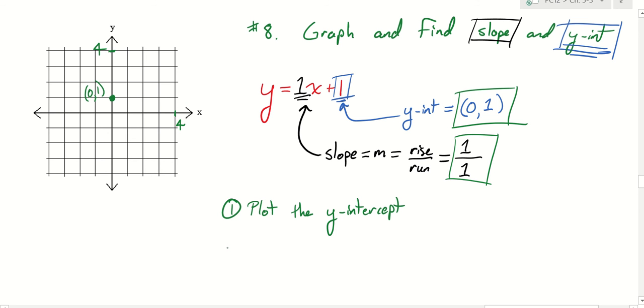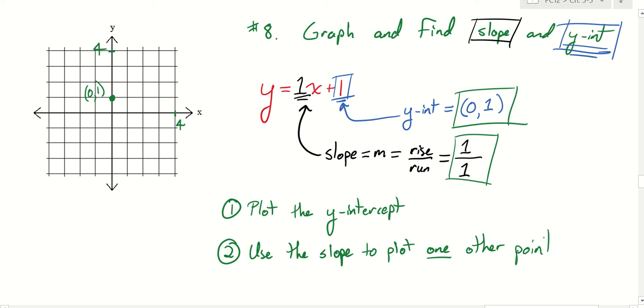After you plot the y-intercept, to plot some other point, you can use the slope. Use the slope to plot one other point. And that's all you really need to do. So here we know our rise over run is 1 over 1. Another way to say this is I have a positive 1 up here, so my rise is going to be upwards, not downwards. And I have a positive number in my denominator, so my run is going to be rightwards, not leftwards.